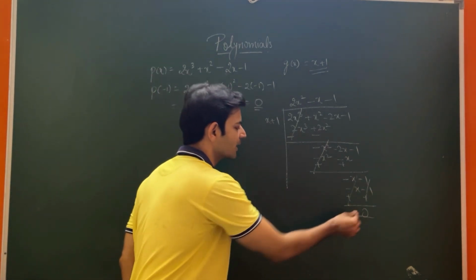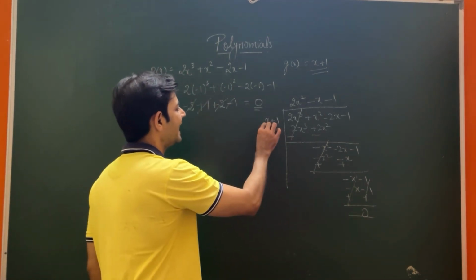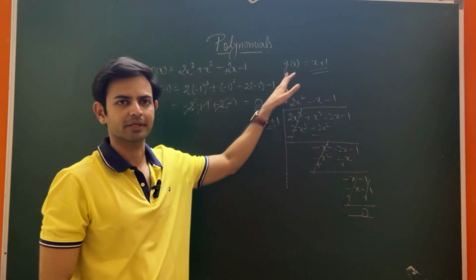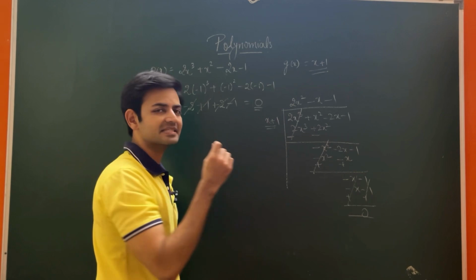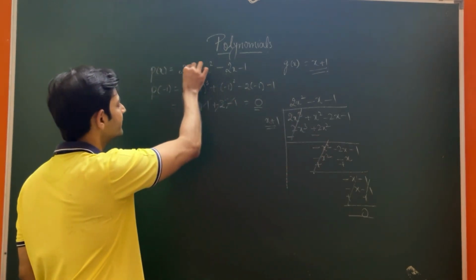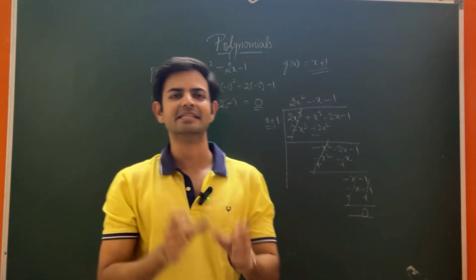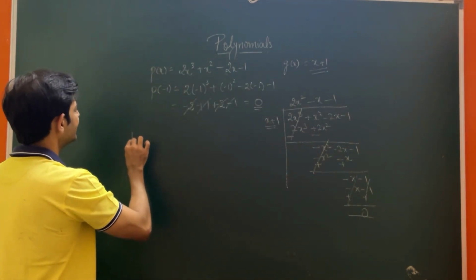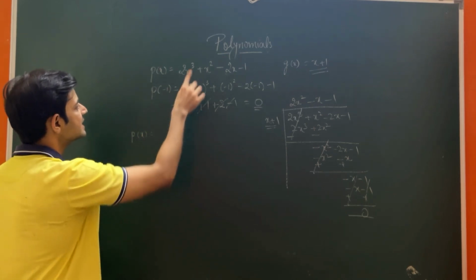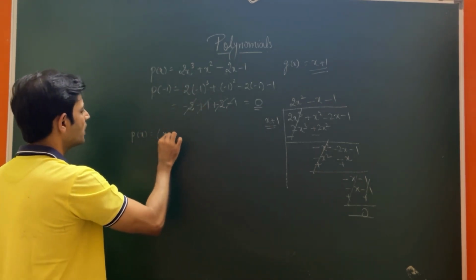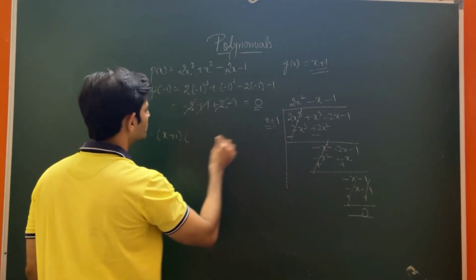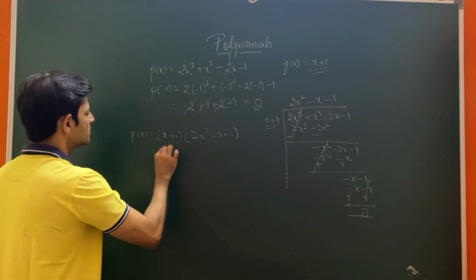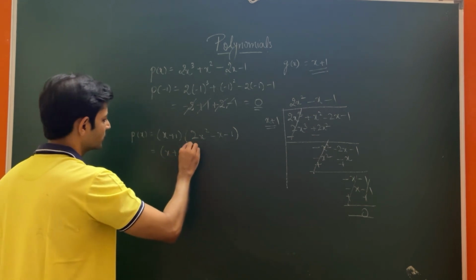Now because we got 0 as the remainder, we are sure that x plus 1 is a factor of the given polynomial. Now we have to factorize it completely. So because it is a cubic polynomial, we will have 3 brackets as the factorized answers. So we will say p of x is equal to x plus 1 into 2x squared minus x minus 1. So x plus 1 will be this only.